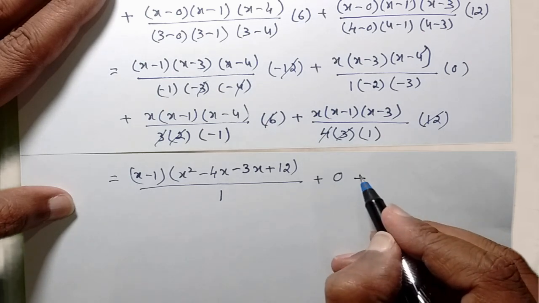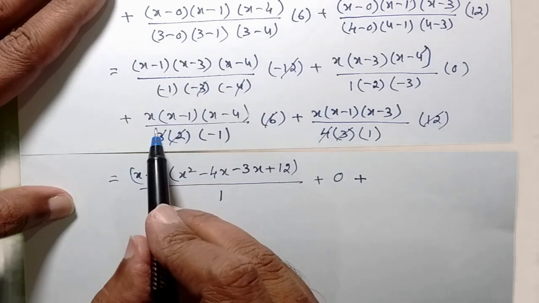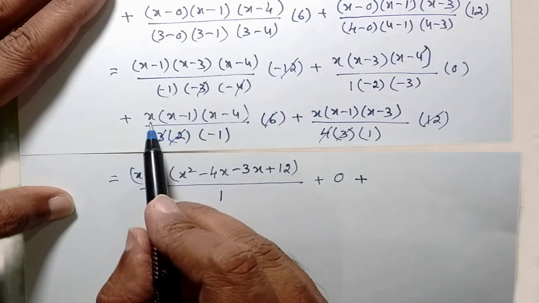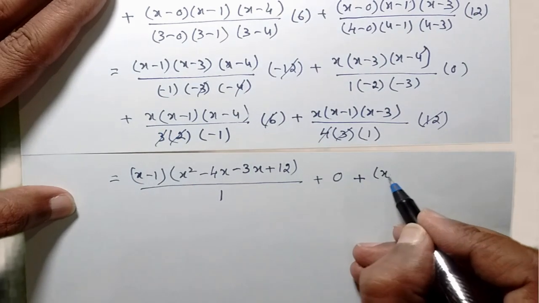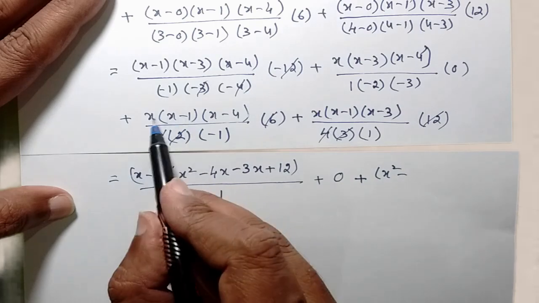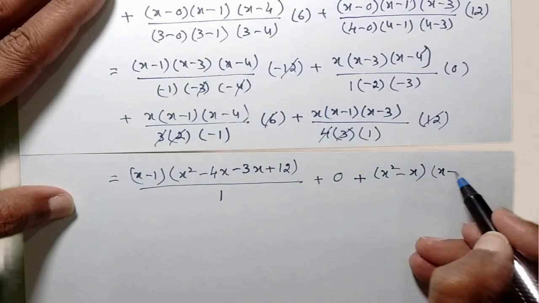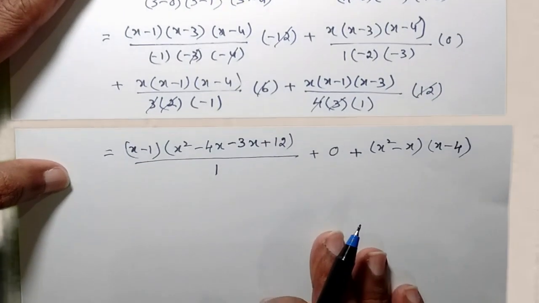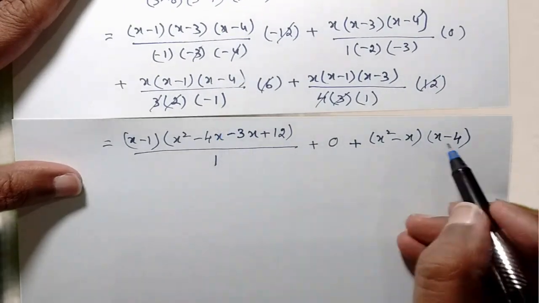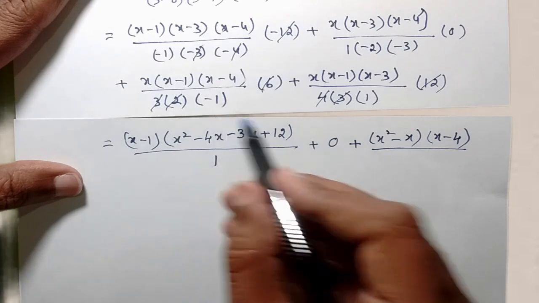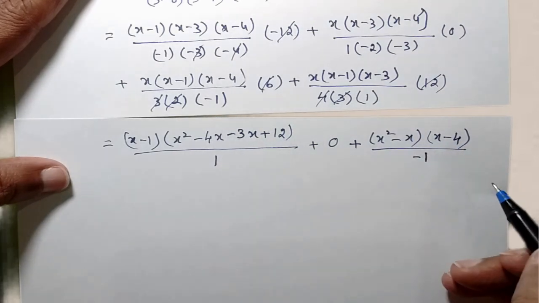Now coming to this term over here, plus, I will write it here, plus, what will be the term? So multiply this x into x minus 1. So x into x will become x square, minus 1 into x will be minus x, times of x minus 4, and whole divided by how much you are having? Minus 1 is there. So minus 1.